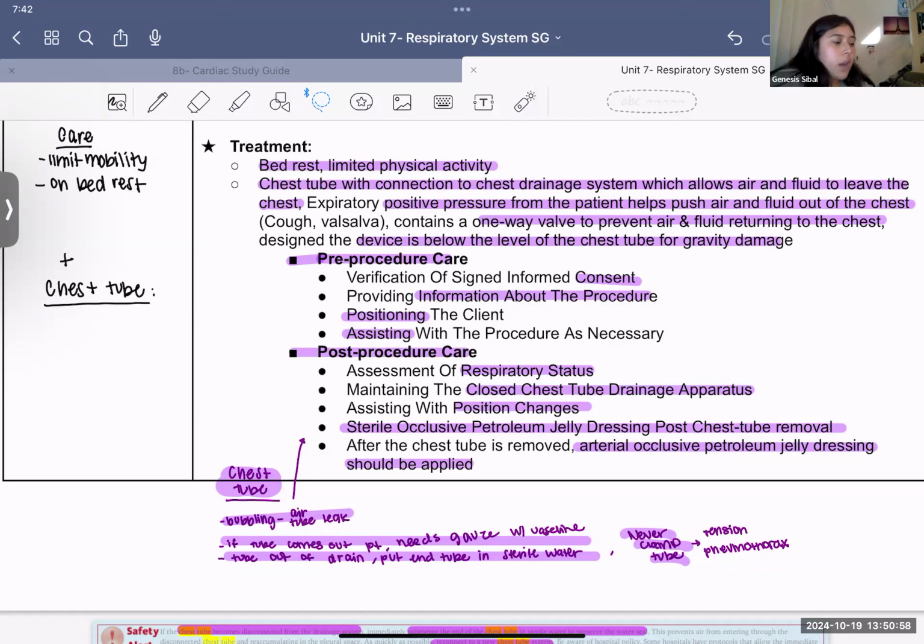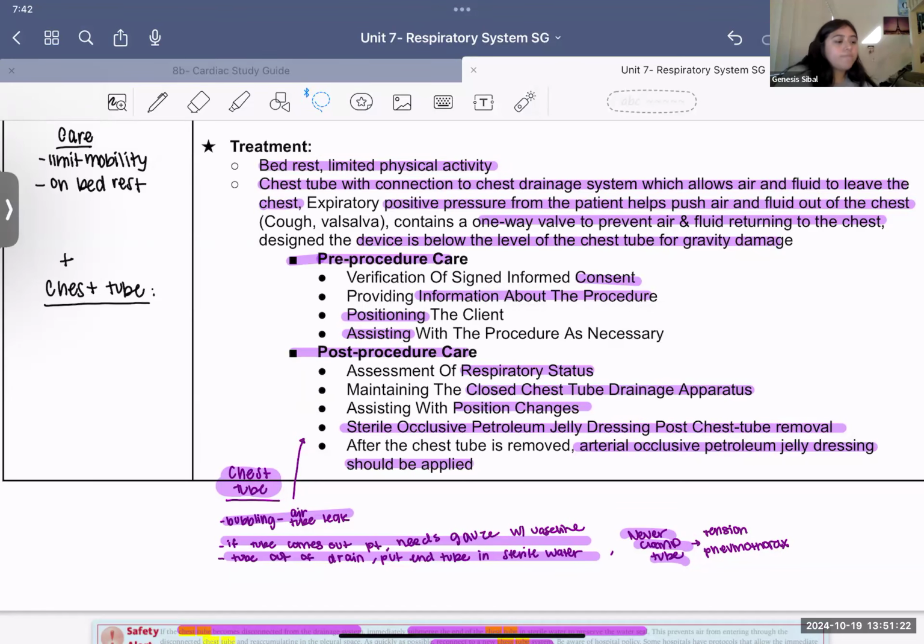So for post-procedure care, I'm going to talk about the things to know with the chest tube, and I'm trying to summarize it. Monitor respiratory status, maintain a closed chest tube drainage apparatus, assist with position changing, and apply a sterile occlusive petroleum jelly dressing. After the chest tube is removed, an occlusive petroleum jelly dressing should be applied. Okay, so it's basically the same thing.